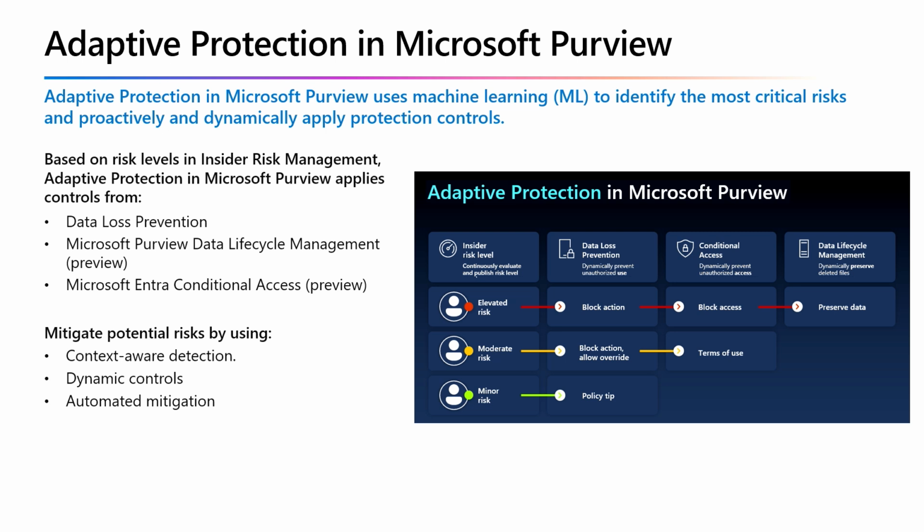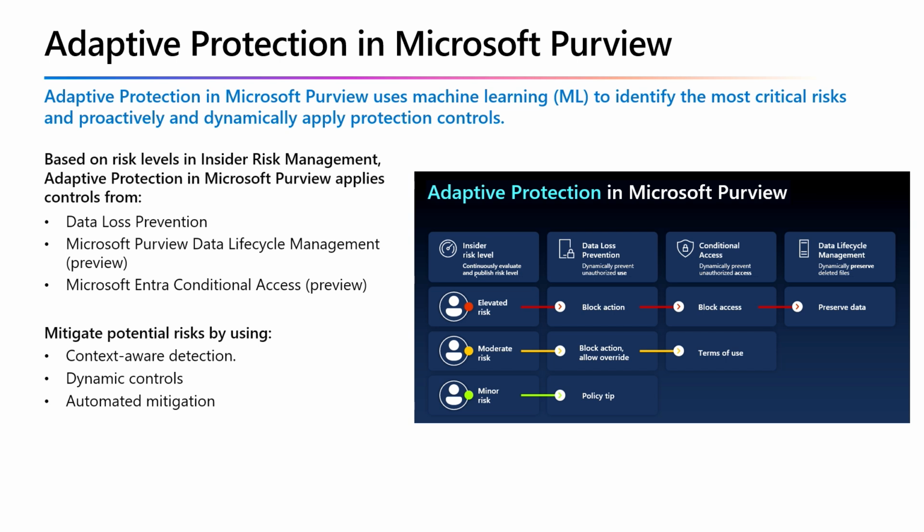So how does adaptive protection work? We have context-aware detection. Our machine learning-driven analysis identifies the most critical risks by examining both content and user activities. Then we can implement dynamic control, enforcing effective measures on high-risk users while allowing others to maintain productivity. Automated mitigation is another key feature, minimizing the impact of potential data security incidents and reducing administrative overhead.